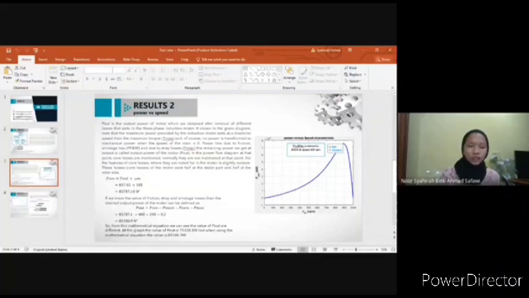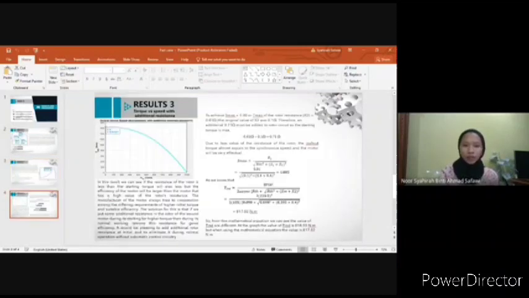So this is the equation we have to get the Pout. This one also will get a different value from the graph and from the equation. So for result 3, torque versus speed with the additional resistance. In this result, we can see if the resistance of the rotor is less, the starting torque will also be less, but the efficiency of the motor will be larger than the motor that has the high value of rotor resistance.